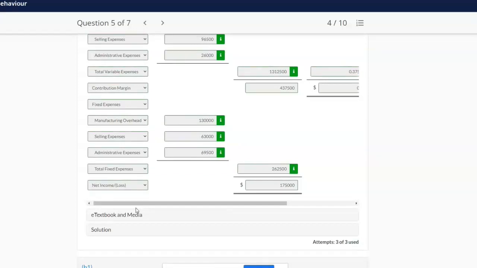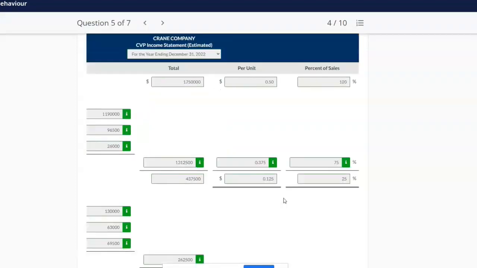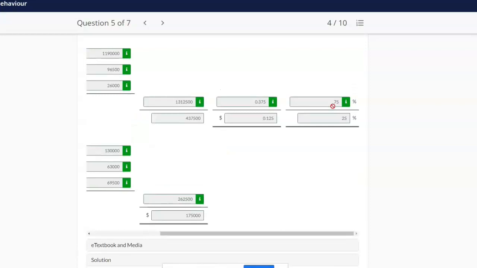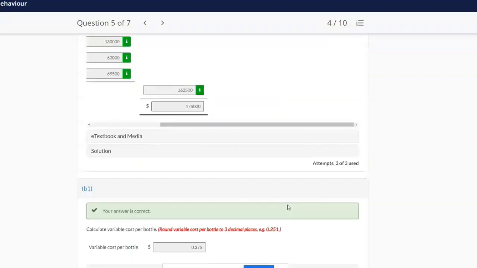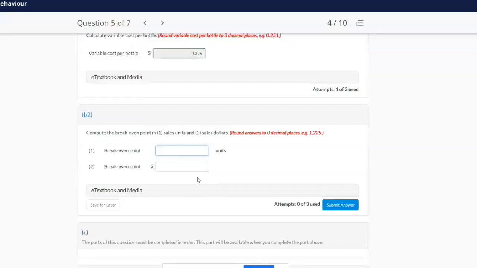So we divide 262,500 by 0.125. That gives you your answer in units. Then do the same thing, but divide by the contribution margin ratio, and you get your answer in dollars.